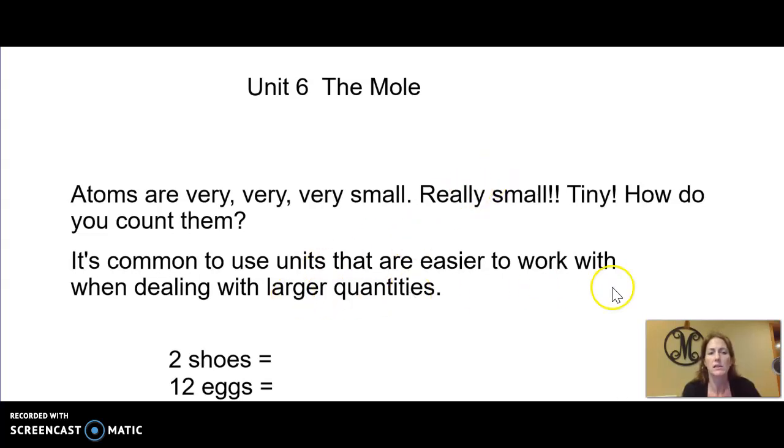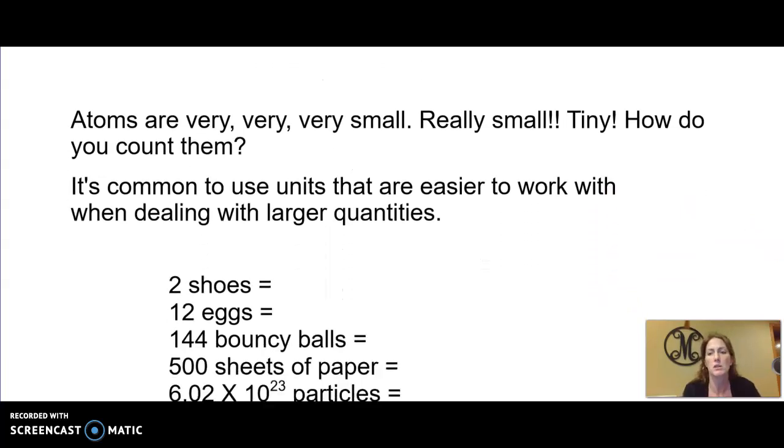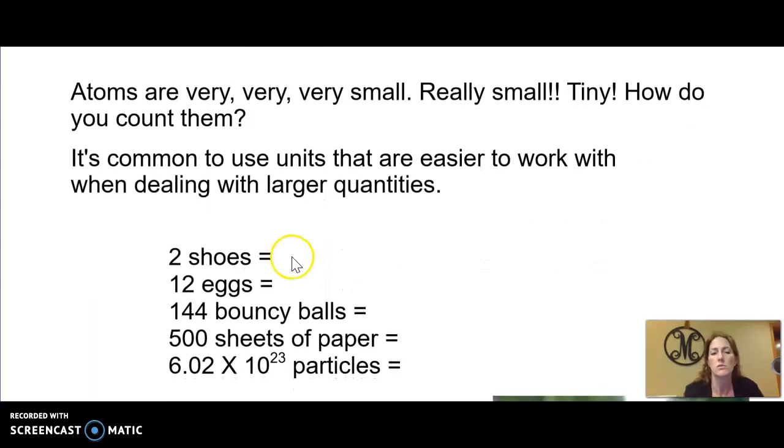So when it comes to dealing with bigger units, with larger numbers, we already have some common units that we use. 2 shoes are known as a pair. If you go to the store for 12 eggs, you usually buy them by the dozen, which is 12. 12 times 12 is 144, so a gross. You may not be as familiar with this one. If you go to the store to buy a pack of paper, a single pack usually comes in 500 sheets. That's known as a ream of paper.